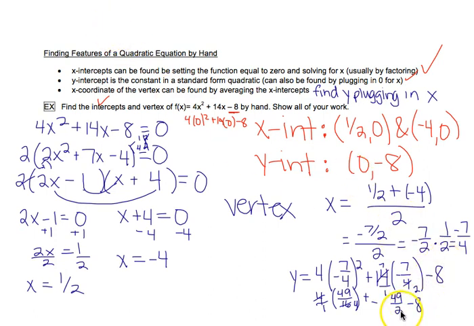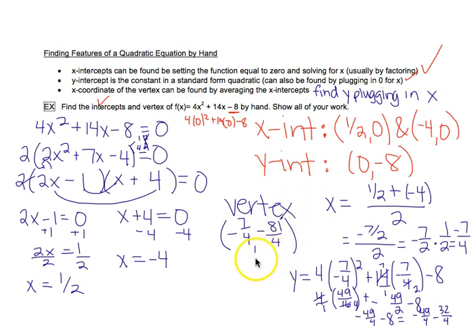49/2 is twice as big as 49/4, so that means that's going to give me -49/4 minus 8, which is -49/4 minus, if I write 8 with a fourths in the denominator, it'd be -32/4. So that gives me -81/4 as my y coordinate. So (-7/4, -81/4) would be my vertex.